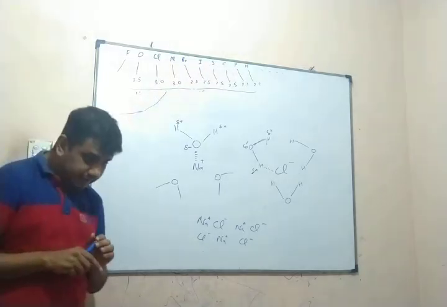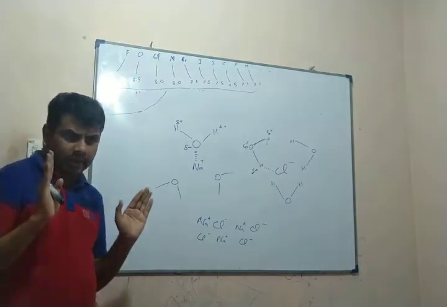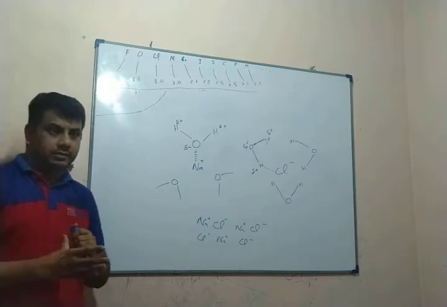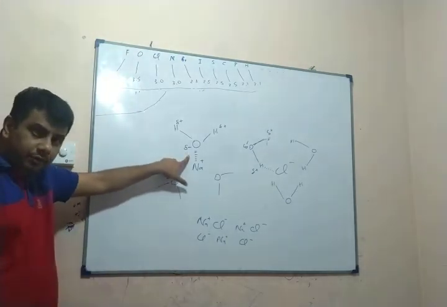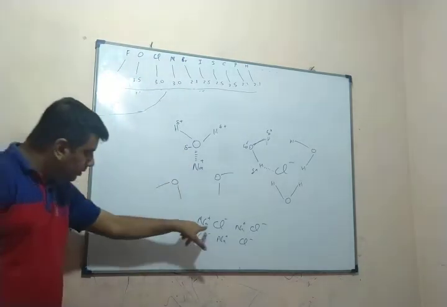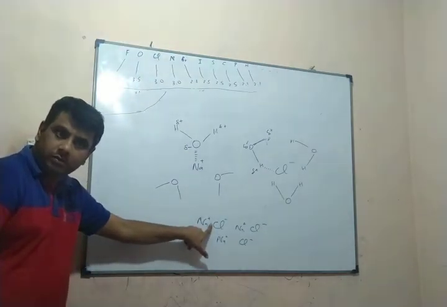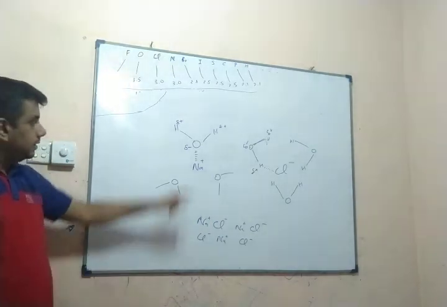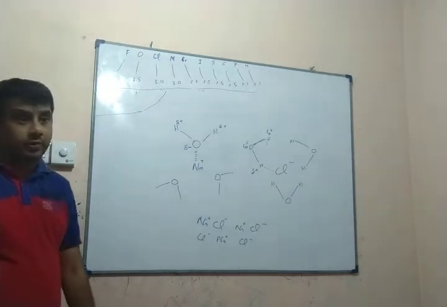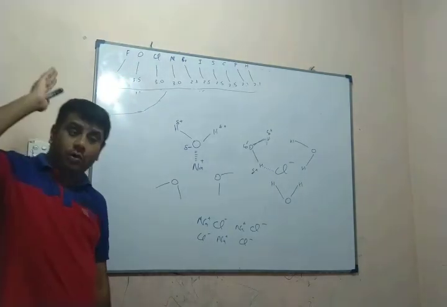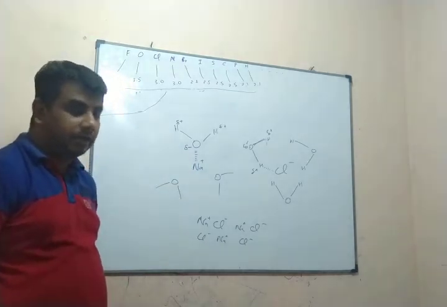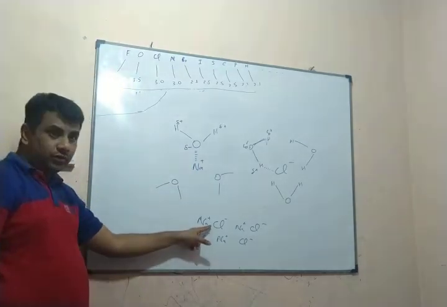Again, one important thing, it's just for general knowledge. Can you tell which bond is stronger? This new ion dipole attraction, or this ionic bond? Which one is stronger? Ionic bond is very much stronger. Why? It's a primary interaction. Primary interactions are always much stronger than secondary interactions. So this is very strong compared to this.